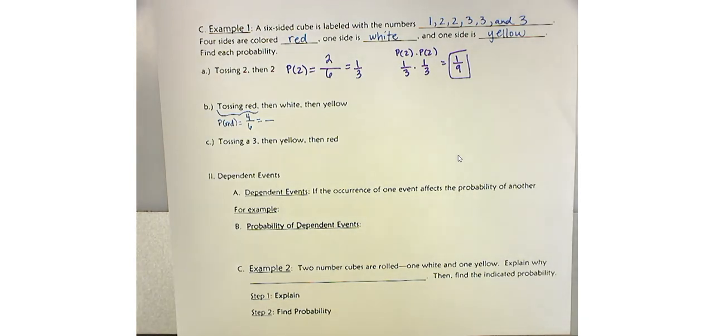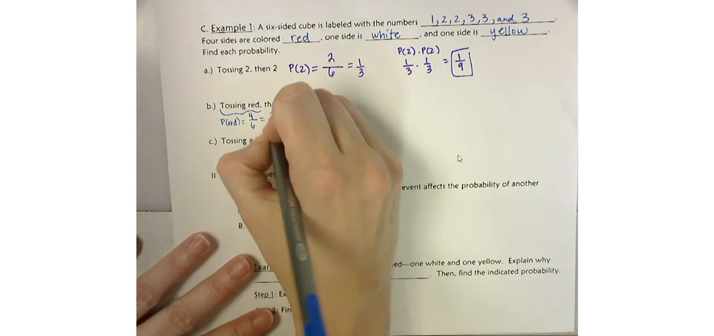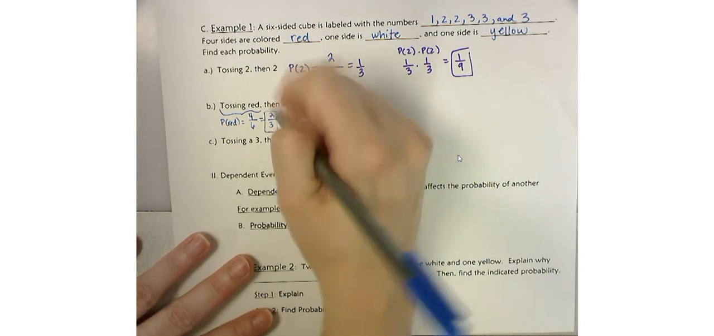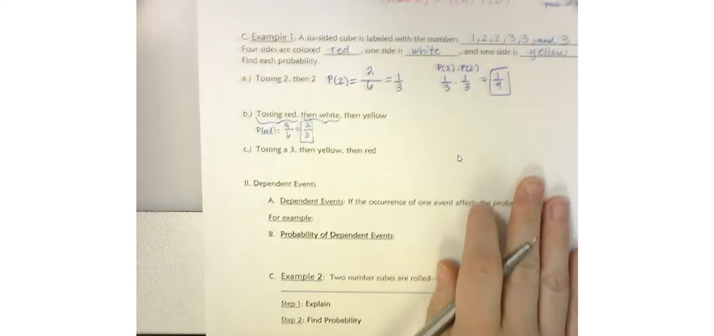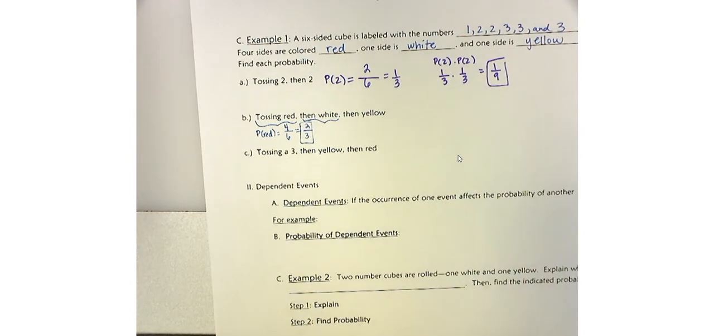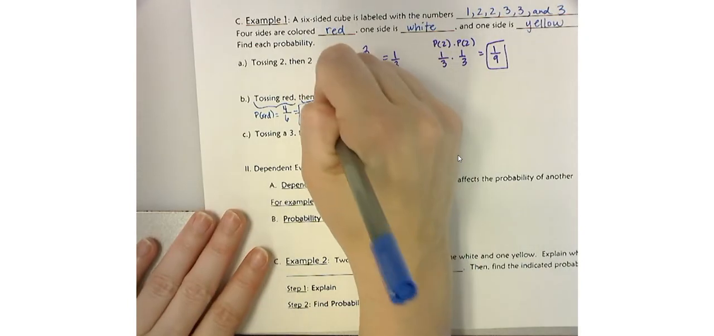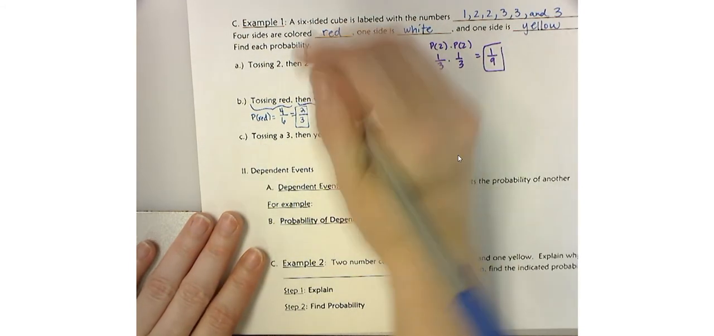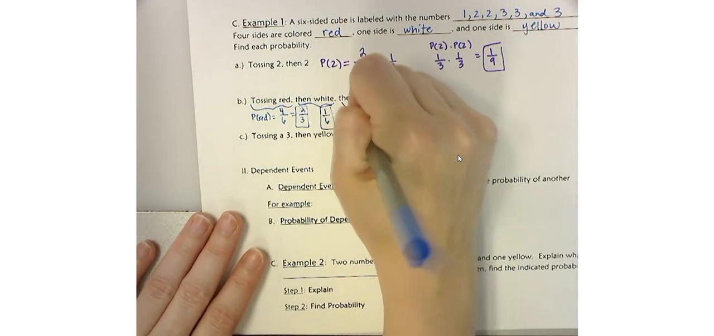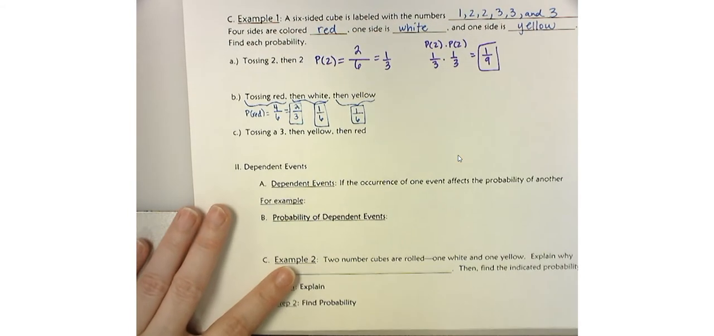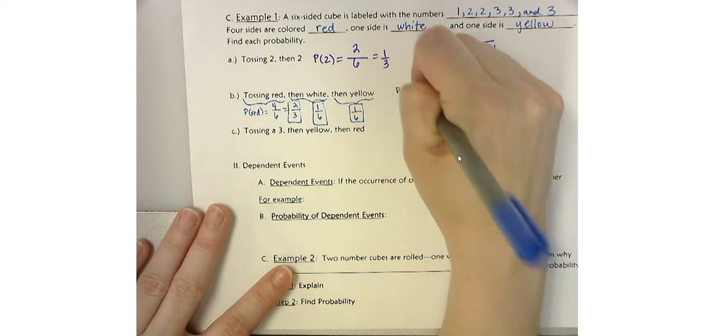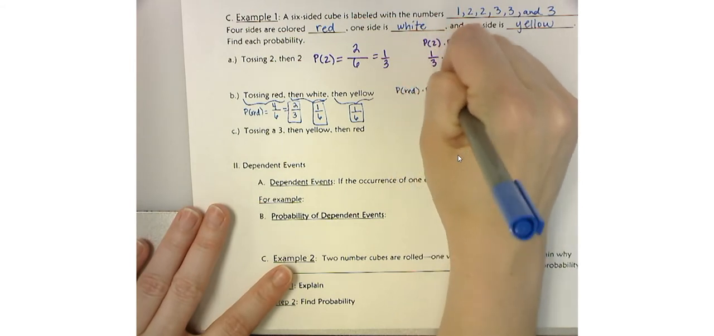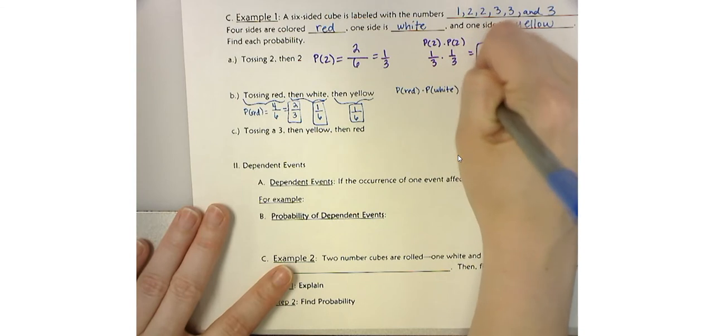Okay, and then we're going to find the probability of tossing a white. Alyssa, what's that going to be? Yep. Okay, so out of 6 sides, 1 of them is white, and then 1 side is yellow, so that's going to have the same probability, 1/6. So then we're going to multiply the probabilities together. The probability of the red, the white, and the yellow. So 2/3 times 1/6 times 1/6.